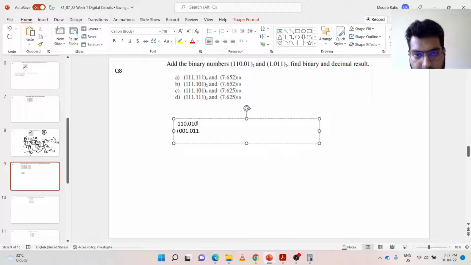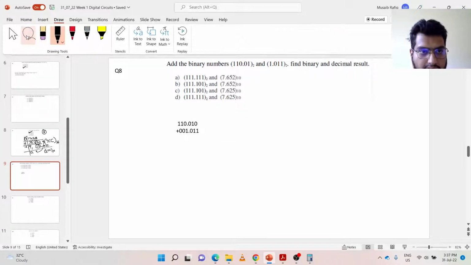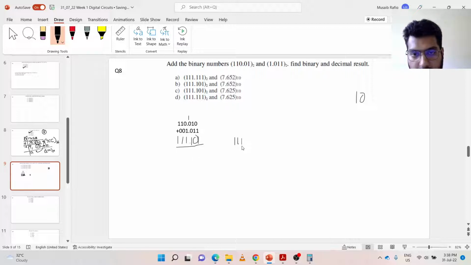First concentrate on the right-hand side. 1 plus 0 plus 1 is 1. 1 plus 1 is 2, and 2 in decimal is written as 10 in binary. So 0 will come here and 1 will go to carry. Then 0 plus 0 plus 1 is 1. Now we will have a decimal point here. Then 1 plus 0 is 1, 1 plus 1, 1 plus 0 is 1, and 1 plus 0 is 0. So our answer will be 111.101.